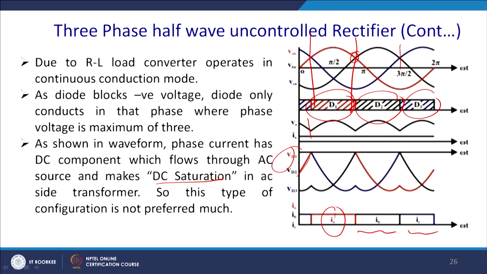For this reason, this kind of configuration we do not prefer. It may lead to saturation of the input transformer.